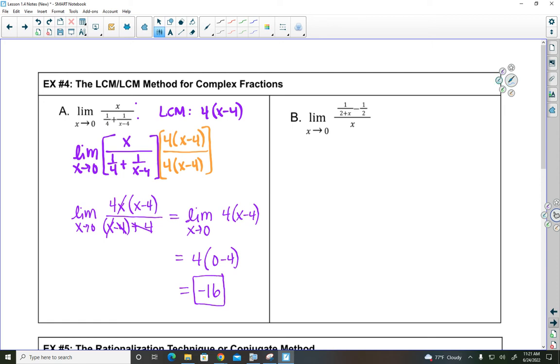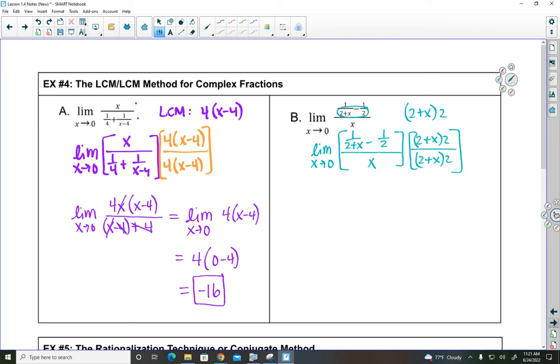Okay, show you a second example of that one. Similar to it. Again, this could be a good one if you just want to pause the video and try it. If I look at my denominators in the complex fractions, my LCM is going to be 2 plus x times 2. And so we're going to multiply that by both the numerator and the denominator of this function. Multiply your LCM to both. I start with the denominator. Simplify x times the quantity 2 plus x times 2. That's just going to be 2x times the quantity 2 plus x.